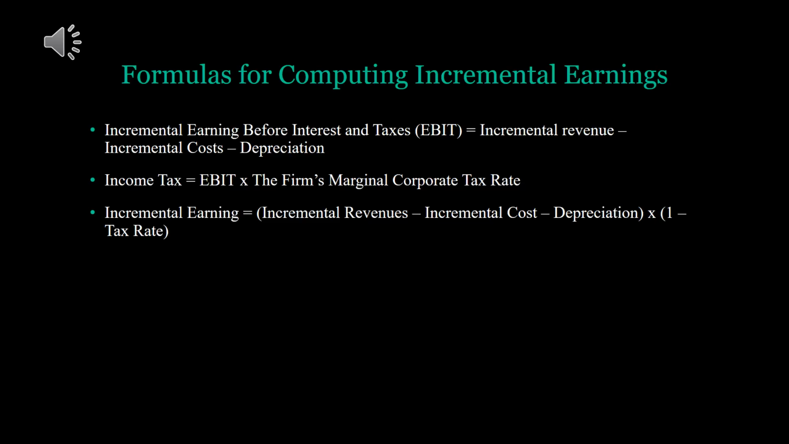Formulas for computing incremental earnings. Incremental earnings before interest and taxes, also known as EBIT, equals the incremental revenue minus incremental cost minus depreciation. Income tax would equal the EBIT times a firm's marginal corporate tax rate. Incremental earnings equals the incremental revenues minus incremental cost minus depreciation, multiplied by 1 minus the tax rate.